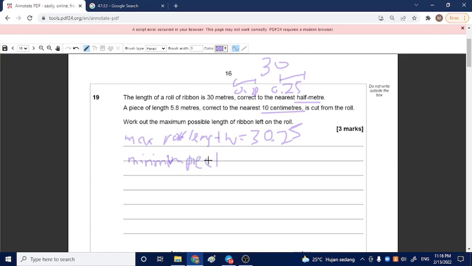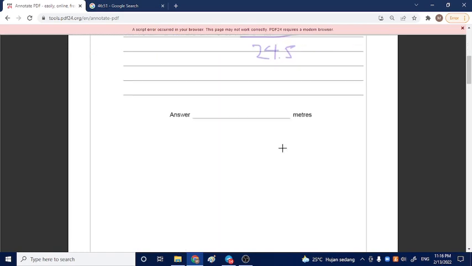And then the minimum piece length, with the same logic, we can go 0.05 there, 0.05 there. That means the minimum will be 5.75. Hence, the maximum possible difference is the maximum of the larger one minus the minimum of the little one. So this one would be 24.5 meters.